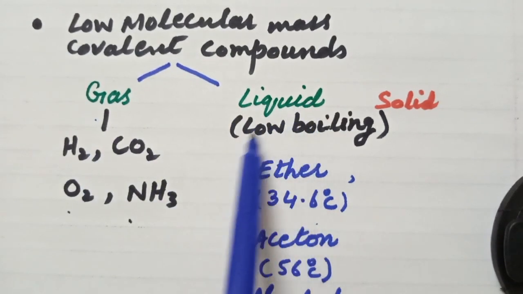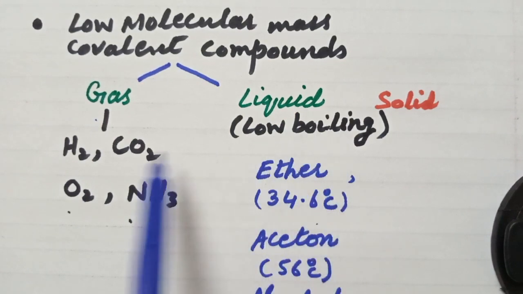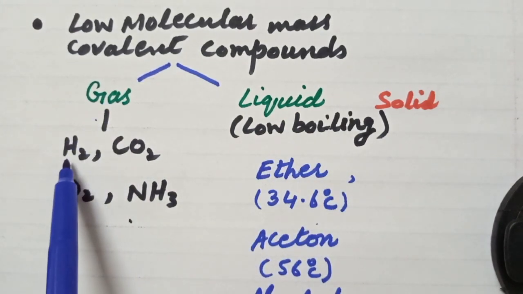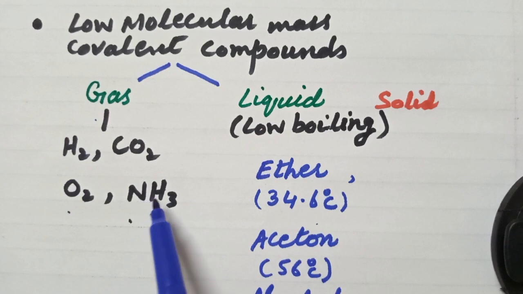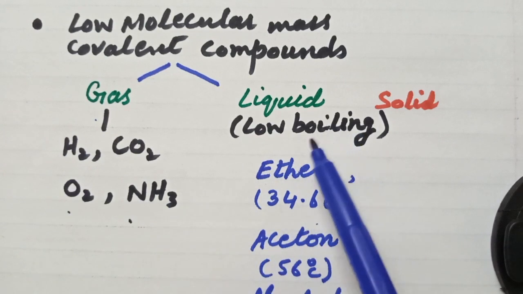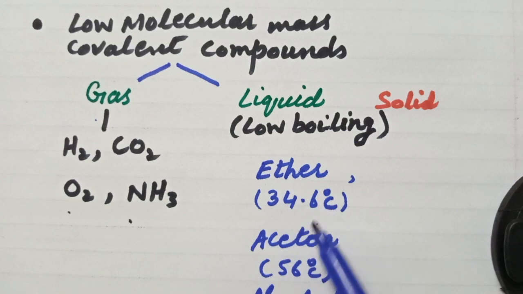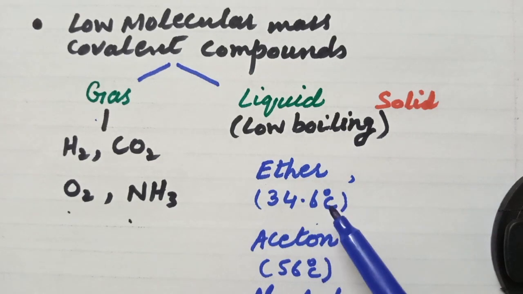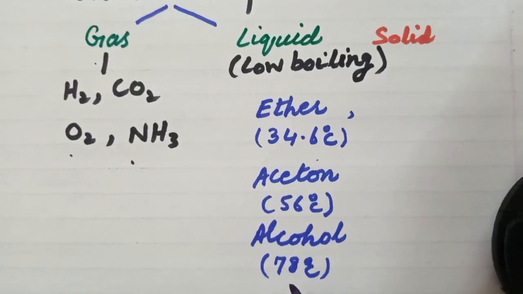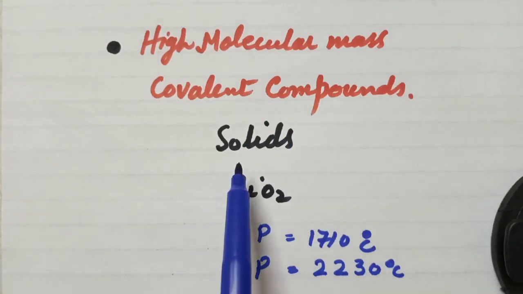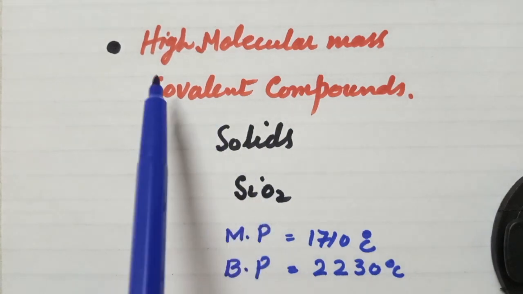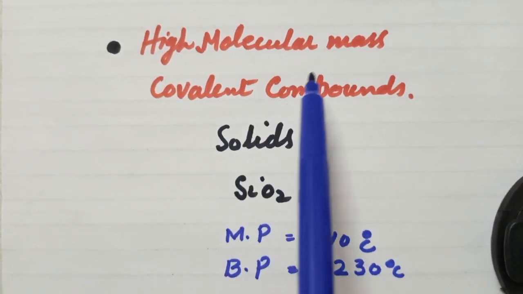Liquids are those which boil at very low temperature. The examples of gases are hydrogen, carbon dioxide, oxygen and ammonia, and the examples of low boiling liquids are ether that boils at 34.6 degrees centigrade, and acetone, 56 degrees centigrade. These are the liquids which need a very small amount of energy to boil, and alcohol boils at 78 degrees centigrade.